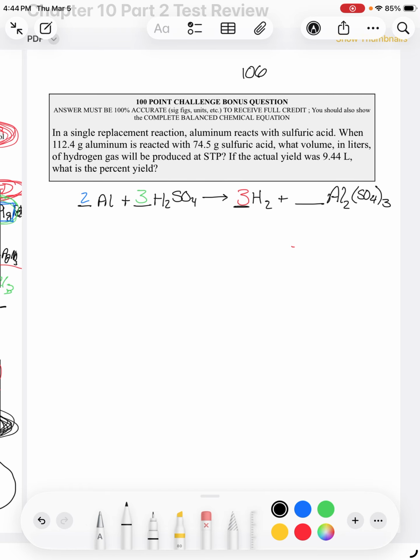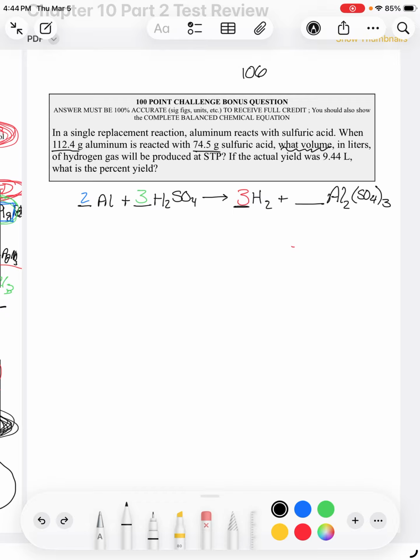The question says, when 112.4 grams of aluminum is reacted with 74.5 grams of sulfuric acid, what volume in liters of hydrogen gas will be produced at standard temperature and pressure? And then it asks about percent yield, but we'll get there later. We have to first identify what our limiting reactant is.